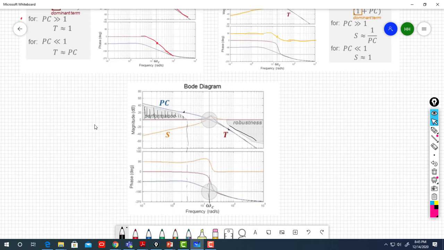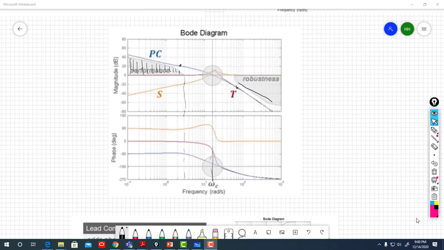And at high frequency, it should behave like this, because your system will reject noises as well. Okay, so that's how a good system looks like. Of course, we say a decade below the crossover frequency, a decade above the crossover frequency. That's as a rule of thumb.